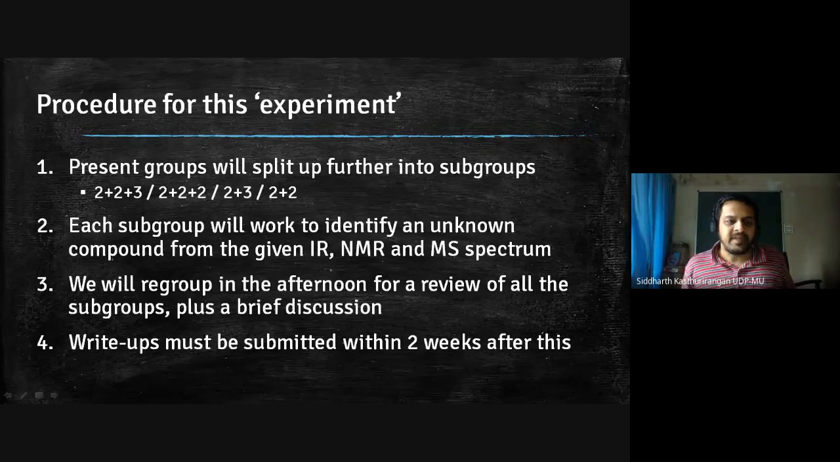Bottom line, ठीक है. Each subgroup will be given one particular spectrum: IR, one NMR, and one mass spectrum of the same compound. And then you have to sit and break your head, discuss with each other, and come out with what you think is that particular compound.